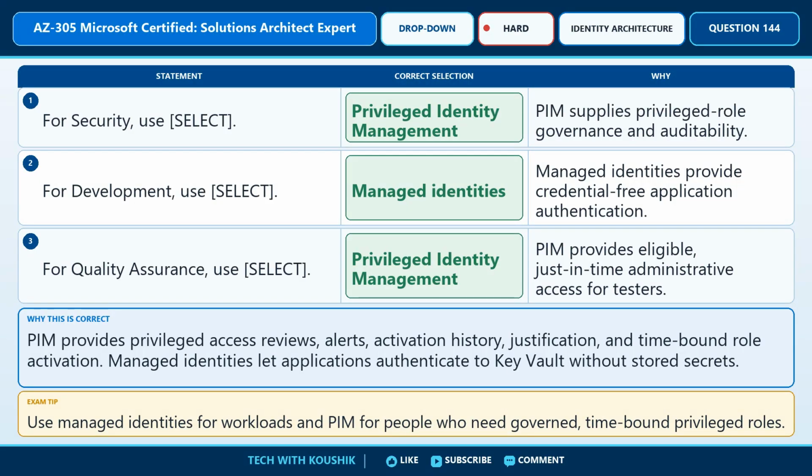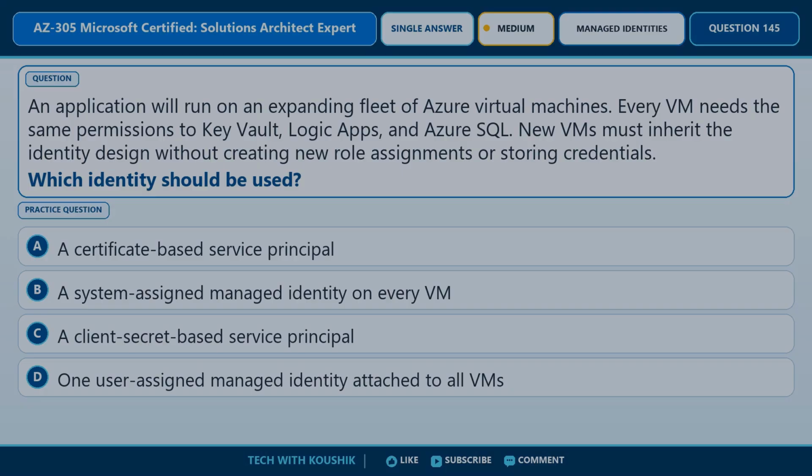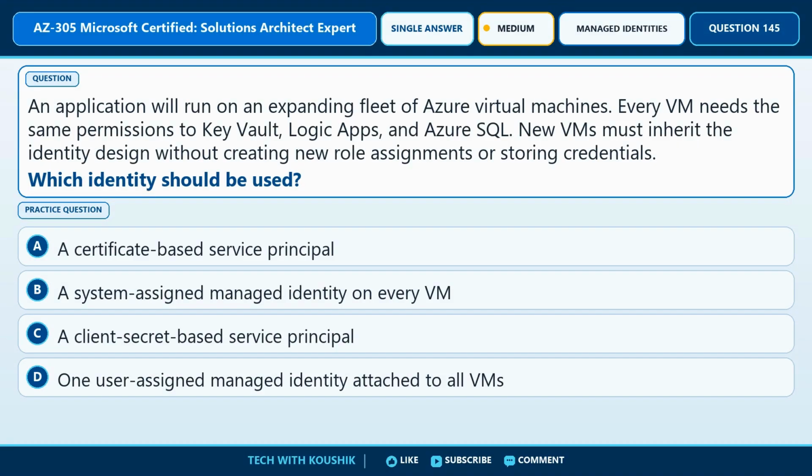The answer to the first statement is privileged identity management. PIM supplies privileged role governance and auditability. The answer to the second statement is managed identities. Managed identities provide credential-free application authentication. The answer to the third statement is privileged identity management. PIM provides eligible, just-in-time administrative access for testers. Use managed identities for workloads and PIM for people who need governed, time-bound privileged roles. We will now analyze question number 145.